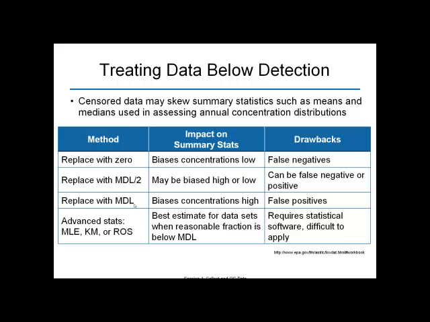In contrast, if you replace it with the method detection limit, you're going to bias your concentrations high, which is a conservative method, in that you're going to assume that the real concentrations are higher than they actually are, and you're going to have a whole bunch of false positives, or at least you might have false positives. Then method detection limit over 2 has the benefit of being in between those two methods, but has the drawback that it can be either negative or positive in terms of its false result. And so you can have high or low bias, and you don't know which one it's going to be for any given sample.